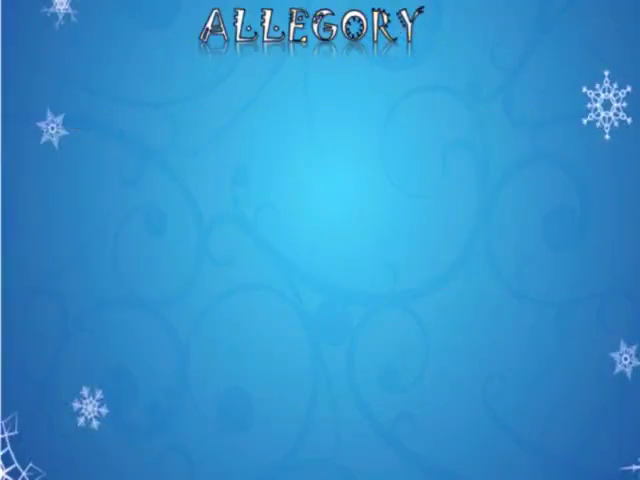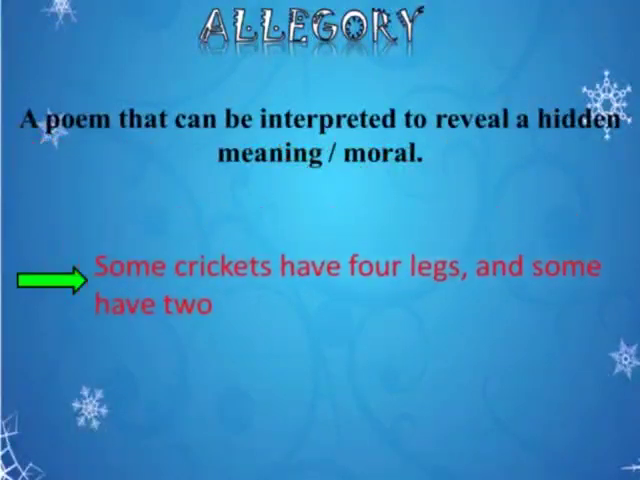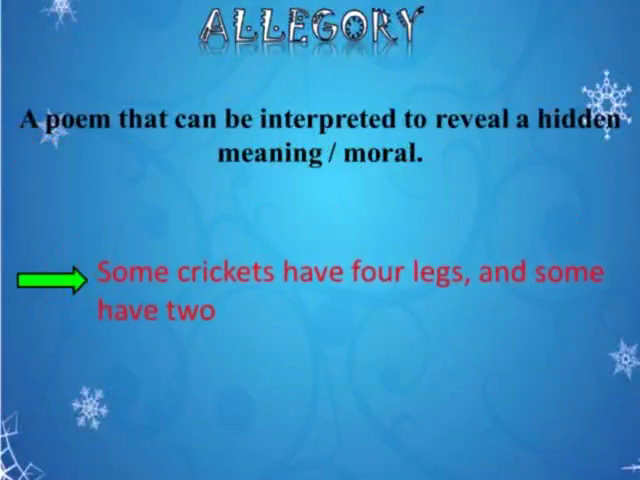The next figure of speech that we are going to see is allegory. It is a poem that can be interpreted to reveal a hidden meaning or moral. Most fables make use of this figure of speech, as there is a moral at the end with a fictional character, which can also be true for human beings. Just as we saw, the cricket character is being used to give a moral to human beings. So this is an example of allegory.